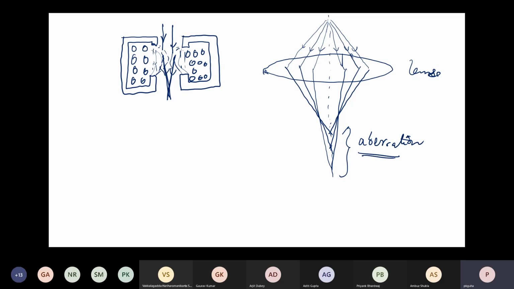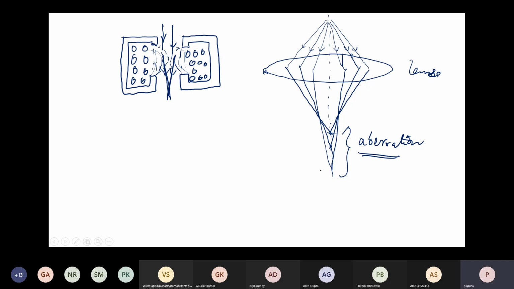So, meeting at different points. This aberration will create a problem, you see. If this comes to your sample, then you don't know where to put your sample, whether to put it here, here, or here. Okay, so one way to avoid this problem is to use an aperture.